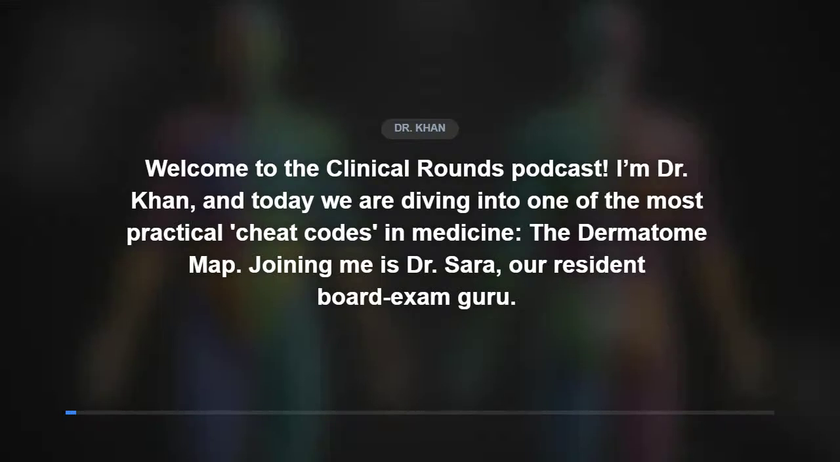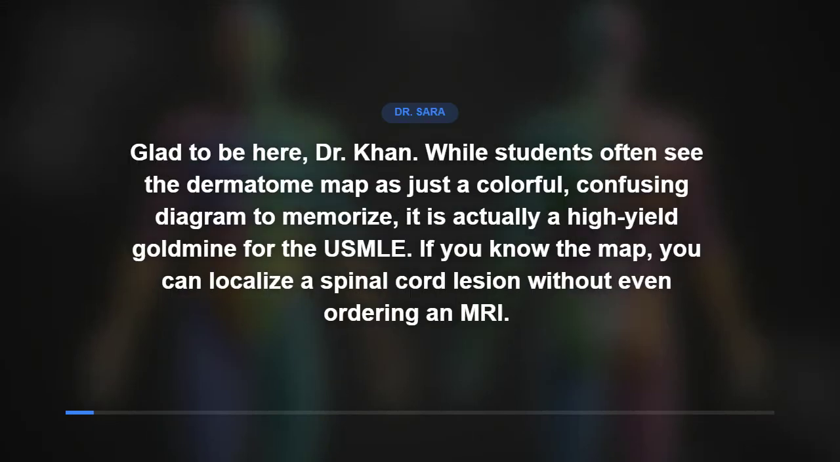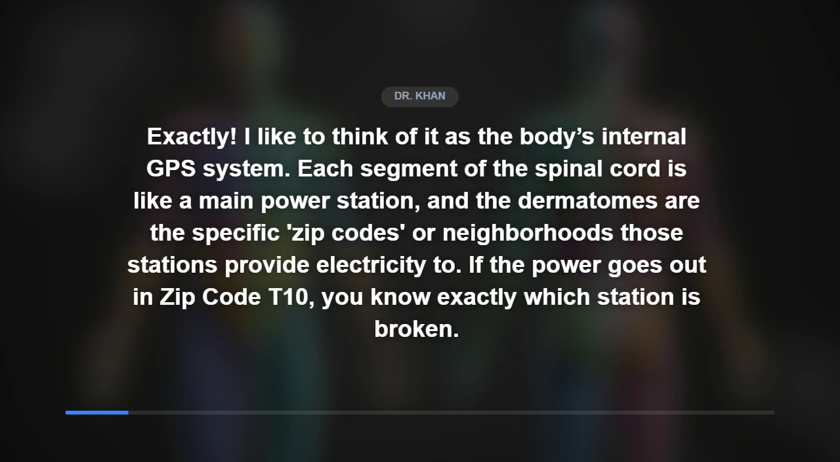I'm Dr. Khan, and today we are diving into one of the most practical cheat codes in medicine, the Dermatome Map. Joining me is Dr. Sarah, our resident board exam guru. Glad to be here, Dr. Khan. While students often see the Dermatome Map as just a colorful, confusing diagram to memorize, it is actually a high-yield gold mine for the USMLE. If you know the map, you can localize a spinal cord lesion without even ordering an MRI.